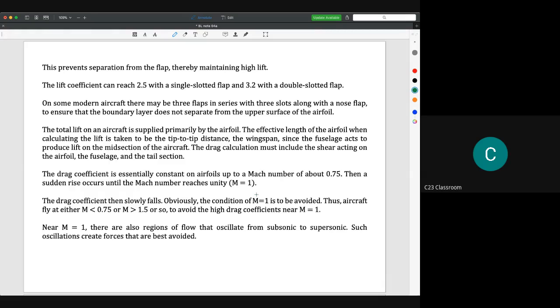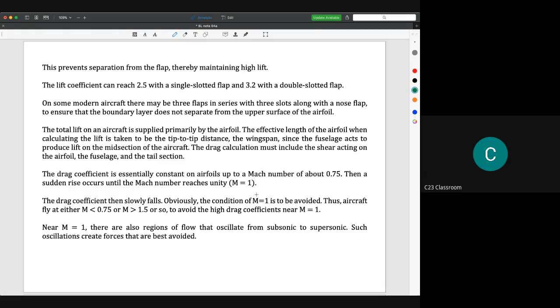The drag calculation must include the shear acting on the airfoil, the fuselage, and the tail section. The drag coefficient is essentially constant on an airfoil up to a Mach number of 0.75. Then a sudden rise occurs until the Mach number reaches unity, Mach number equal to 1. The drag coefficient then slowly falls. Obviously, the condition of Mach equal to 1 is to be avoided. Thus, aircraft fly at either Mach number less than 0.75 or Mach number greater than 1.5.